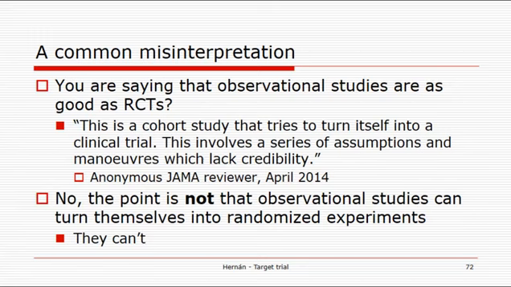And I cannot finish without saying this, because it is very important. When I talk about this, some people interpret what I'm saying as meaning that we don't need randomized trials, because we can emulate them with observational studies. And that's not what I'm saying. This is a true response that we got from a medical journal to our paper: this is a cohort study that tries to turn itself into a clinical trial. This involves a series of assumptions and maneuvers which lack credibility. See, that's not the point. The point is not that we're going to convert observational studies into randomized trials. The point is that we can do better.